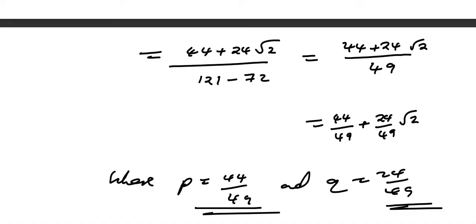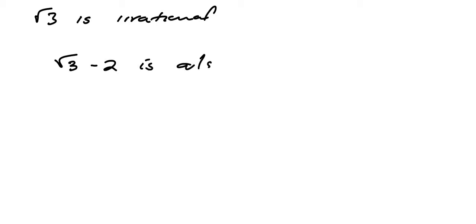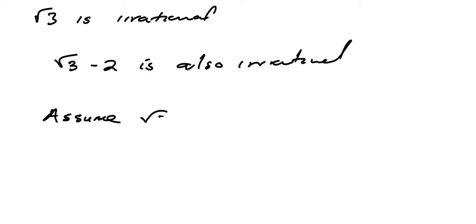They want us to show, they have already said that root 3 is irrational. They said given that root 3 is irrational, so they already told us from the statement. We need to show that root 3 minus 2 is also irrational. The first thing you do, this is one of the simplest proofs you can ever have. You assume, you write this: assume root 3 minus 2 is rational. That's the first assumption you make, meaning it can be put in the form of A over B.